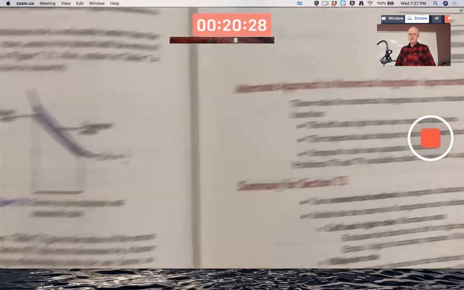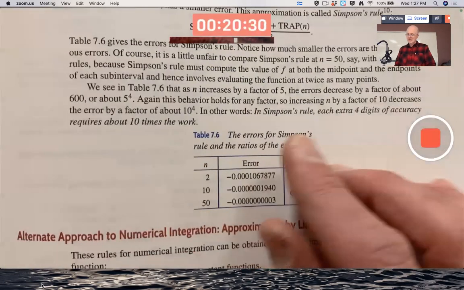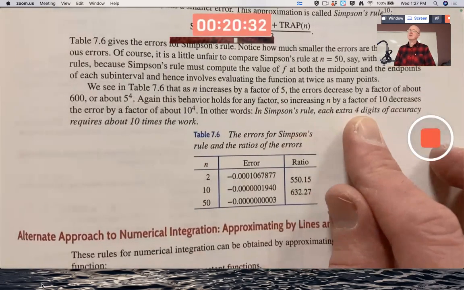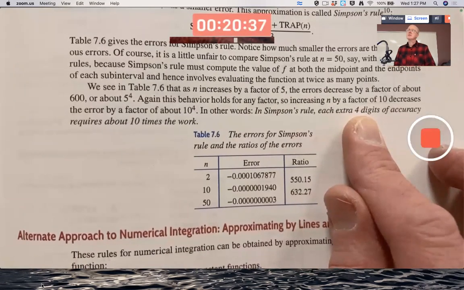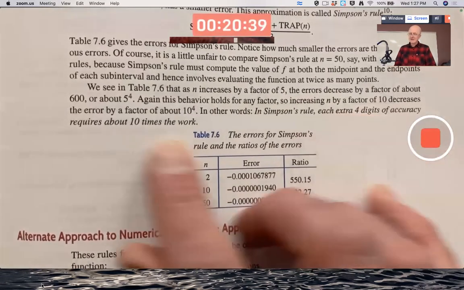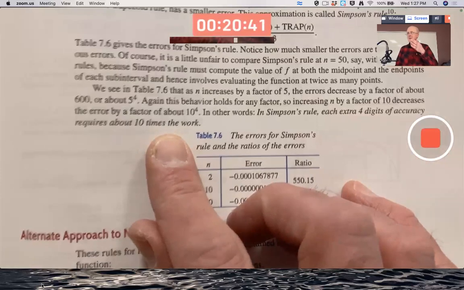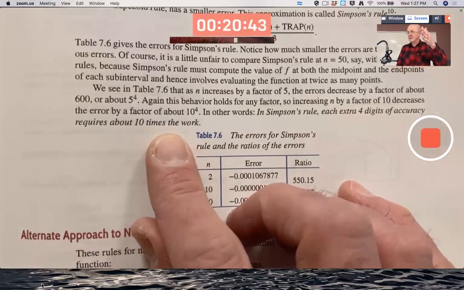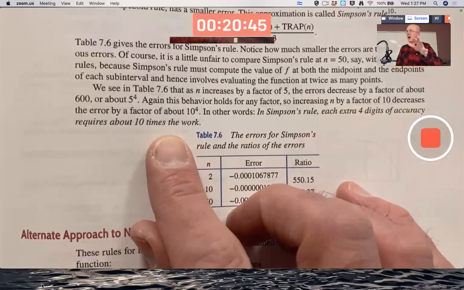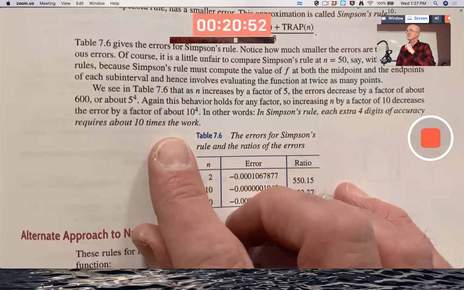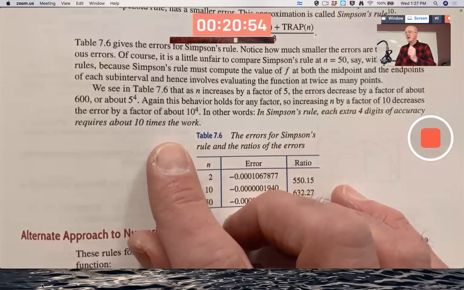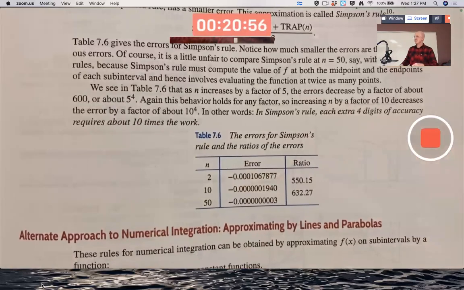And finally, for Simpson's rule, it says each extra 4 digits of accuracy, the error goes down by a factor of 10 to the 4th, requires about 10 times the work. If n increases by a factor of 10 from 3 to 30, you could expect the error to approximately go down by a factor of 10 to the 4th, meaning move the decimal place to the left 4 spots. And that, again, is all emphasizing Simpson's rule does the best.